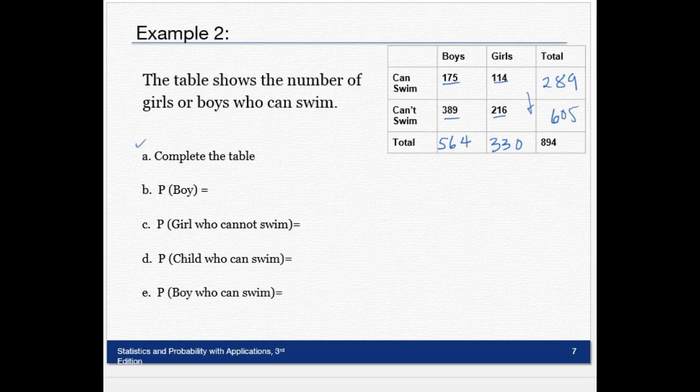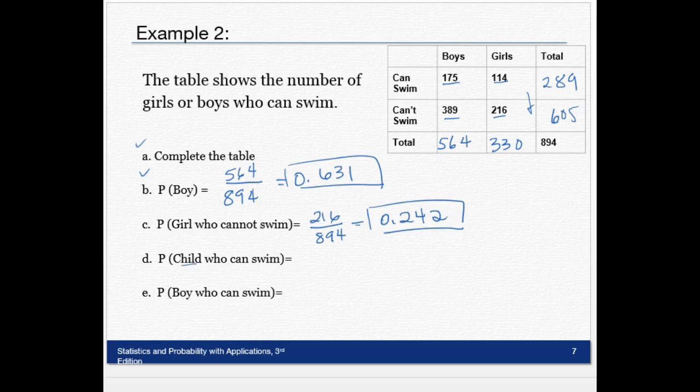All right, now, done A. B, the probability of selecting a boy. Well, how many of them are boys? It's just 564 out of 894. And make it a decimal, 0.631. C, probability of a girl who cannot swim. So here's the girls. The ones that can't swim, that's 216 out of 894. Make it a decimal, 0.242. Three decimals is good.